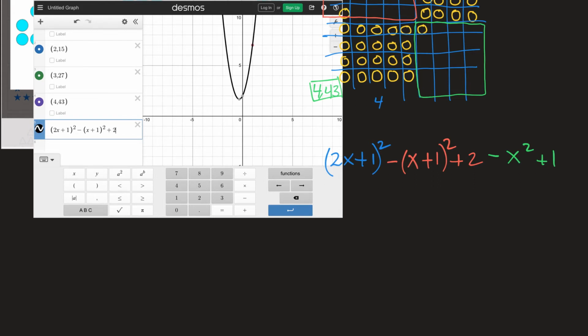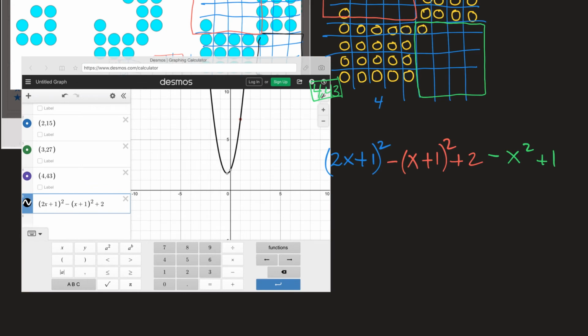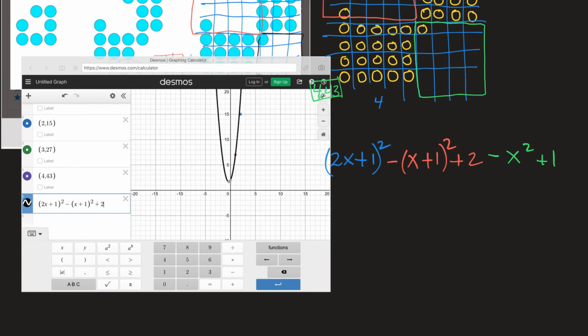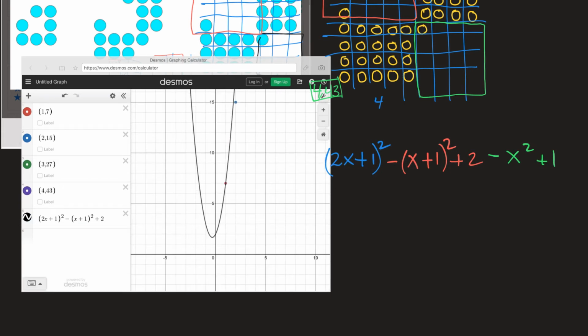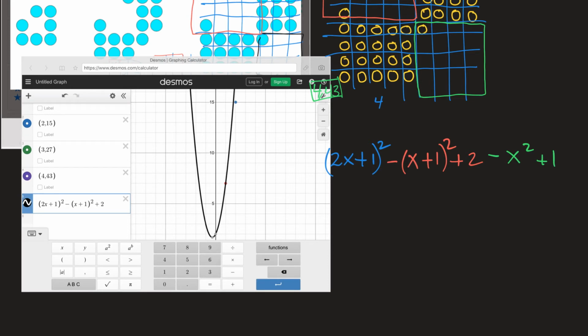Wow, looks like I nailed it right there. I don't know what else I have to do now. Let's see, did I indeed nail it though? Nope, I'm still off a little bit right there. So that's that last little part. Hopefully, minus x squared plus 1. Ha! Exactly. Look at that.